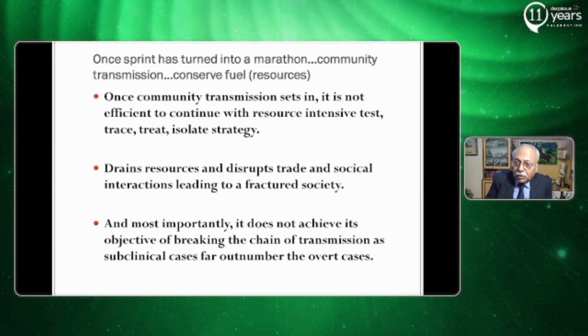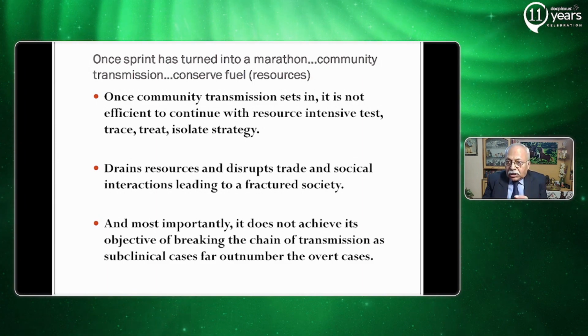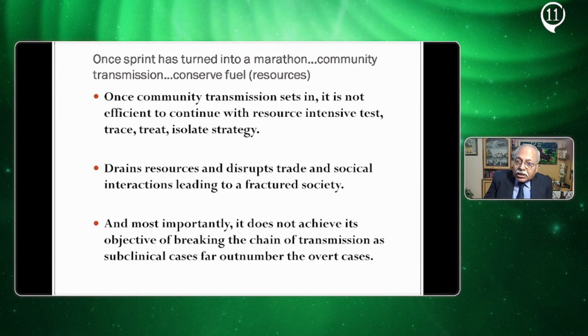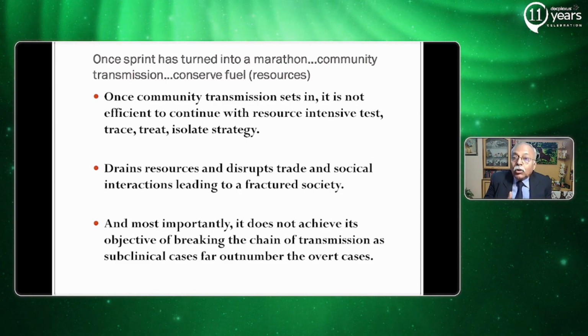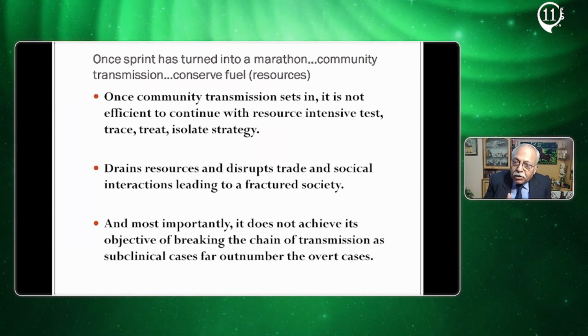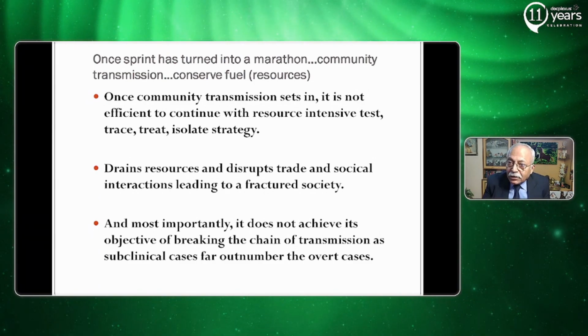And as we will see from the subsequent figures, we could hardly achieve anything by most intensive testing, which was very resource intensive. It drains the resources and disrupts trade and social interaction, leading to a fractured society. Initially, okay, isolate, quarantine. But once it has gone into community transmission, we come back to the epidemiological principles. Who are affected? In COVID, early in the pandemic, in the first 3 months, we knew it was the people with comorbidities and the elderly. The average age of death in Italy, Europe and USA in nursing homes was 80 years. So the younger population was not at risk.